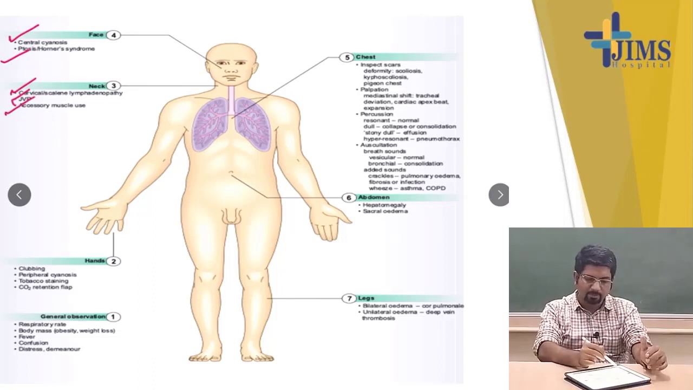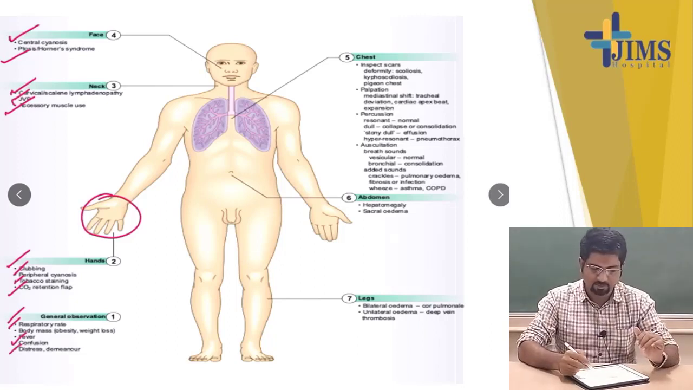Now coming to the hand, there is clubbing, any peripheral cyanosis, tobacco staining, and carbon dioxide retention, which may cause flap. And general observation includes respiratory rate, then body mass index, whether the patient is obese, lean or thin, or there is weight loss, and the patient's mental condition, confusion or distress.